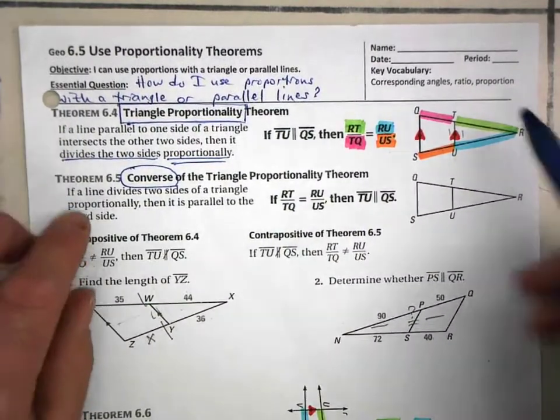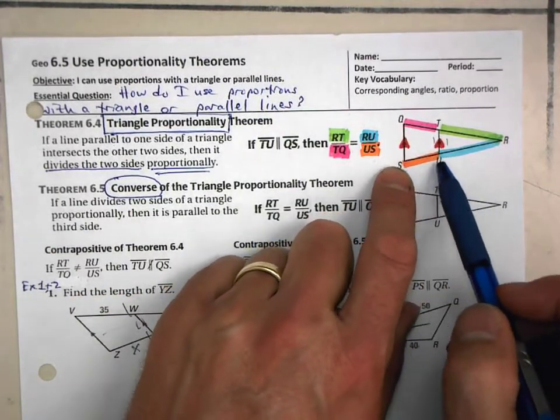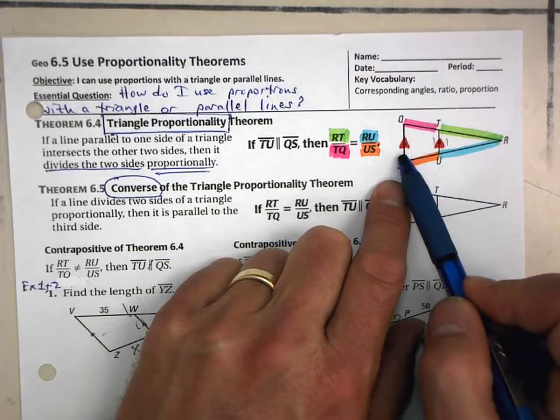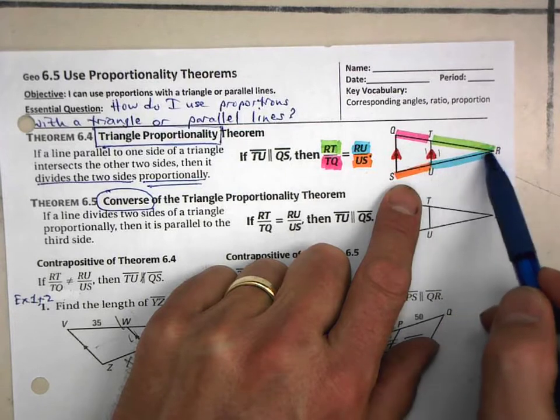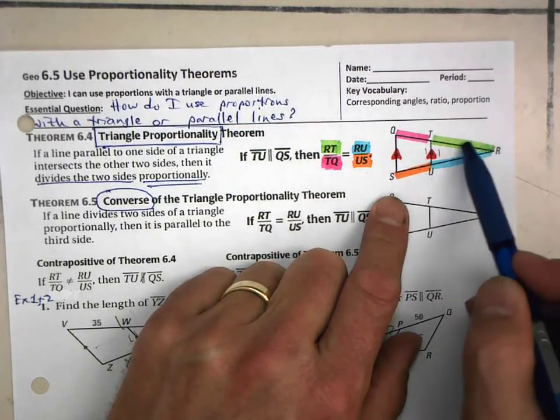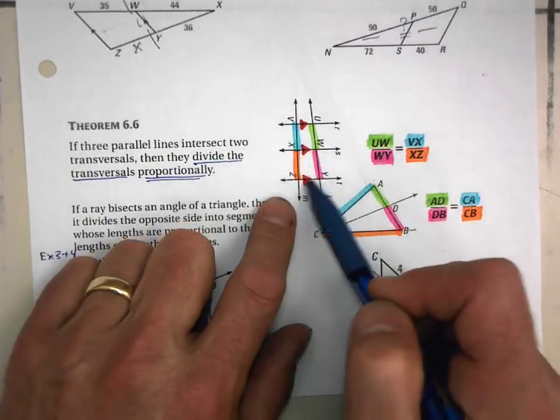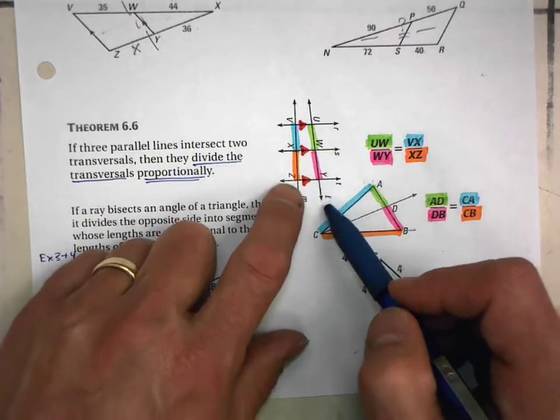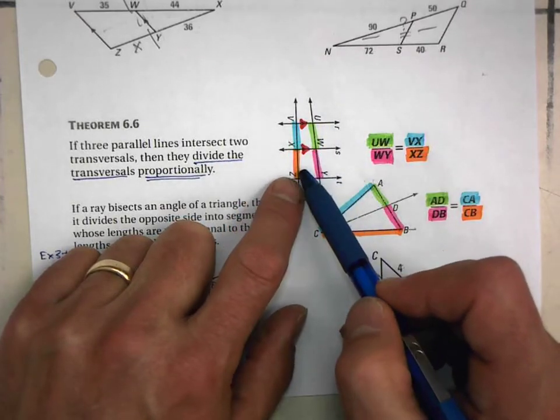We also use this in section 6.5, using proportionality theorems. So remember that if we have a segment inside of a triangle that is parallel to one of the sides, then we can create a proportion inside there. The reason for that is because this smaller triangle is similar to the larger triangle. And we can also do this, remember, when we had 3 parallel lines that were cut through by 2 lines. In this same way, we could also create a proportion here.